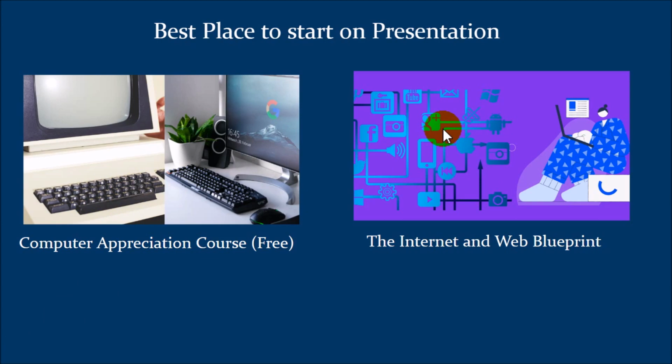Also the internet and web blueprint. Now when it comes to computer literacy, the computer appreciation course is like the beginner level, and internet and web is like the intermediate level. So you need to understand all these things. You need to understand how a computer works. Then you also need to understand how to use the computer to connect to the internet.